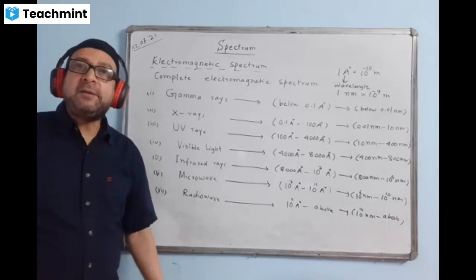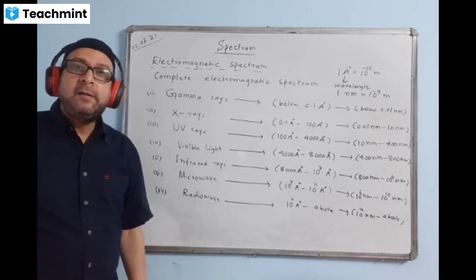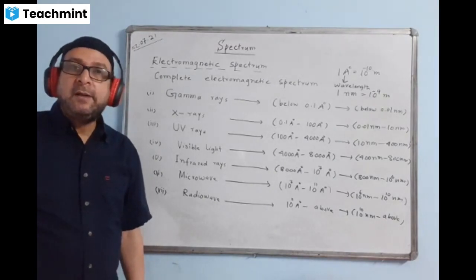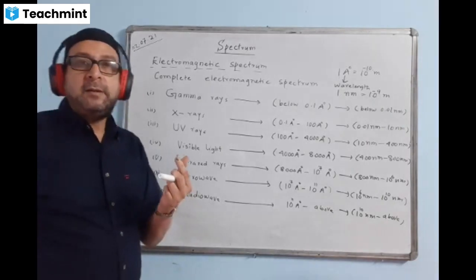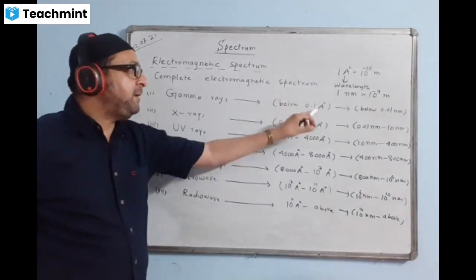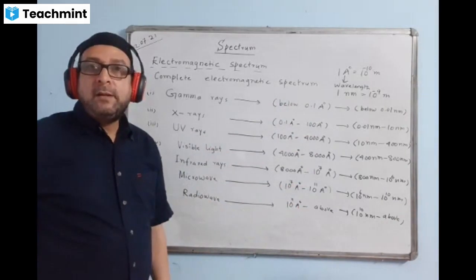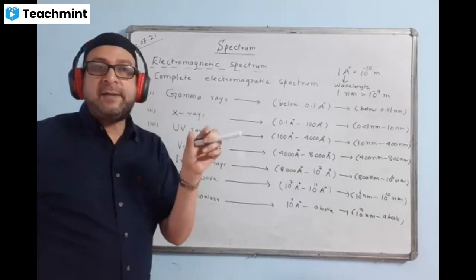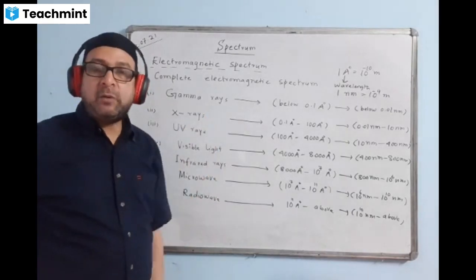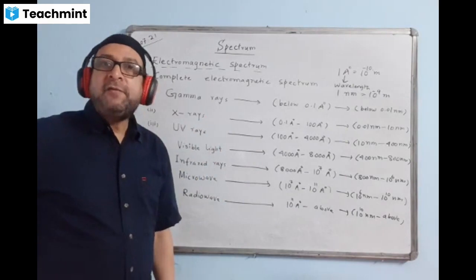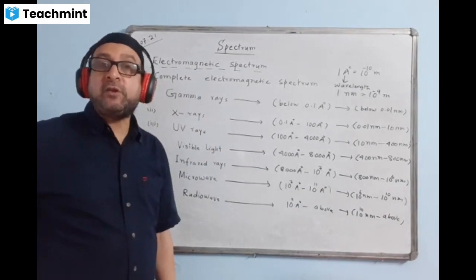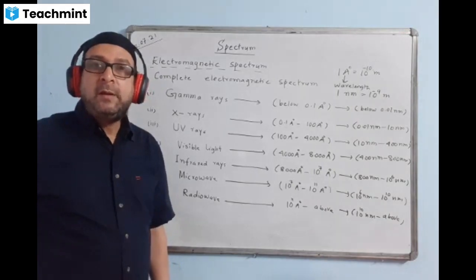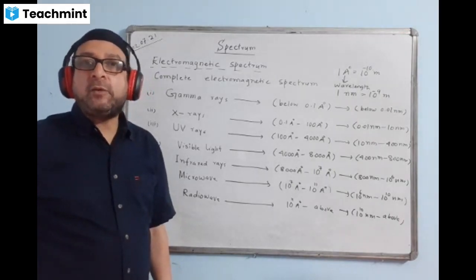500 nanometer will be which one? Visible light. 500 nanometer is visible light. If you remember the wavelength in angstrom, you divide by 10 and it changes into nanometer. Or if it is given in nanometer, you multiply by 10 and you will get angstrom. 500 nanometer is the same as 5000 angstrom. 400 nanometer will be 4000 angstrom. 20 nanometer will be 200 angstrom.